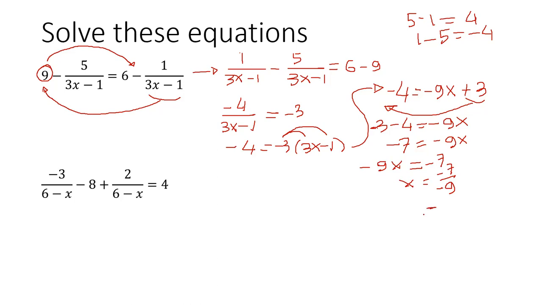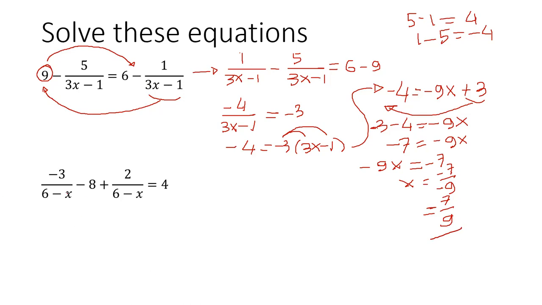No need to simplify, because 7 is a prime number. But negative divided by negative becomes positive, so the solution equals 7 over 9. 7 over 9 is the solution for this equation.